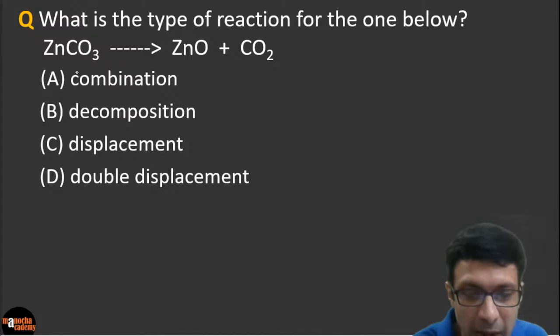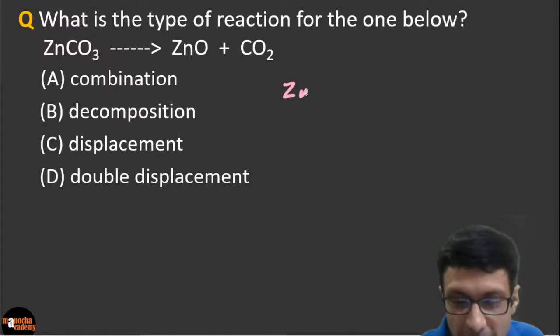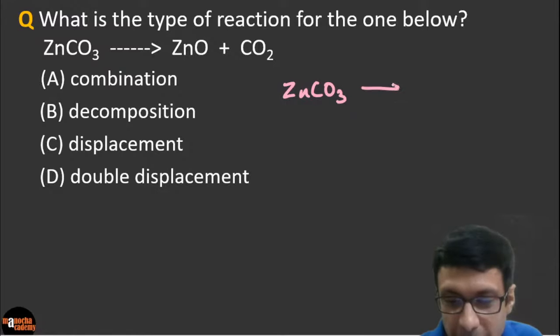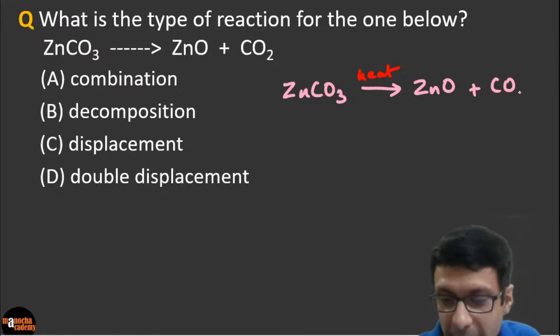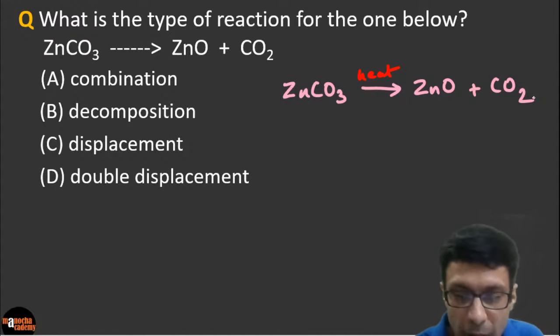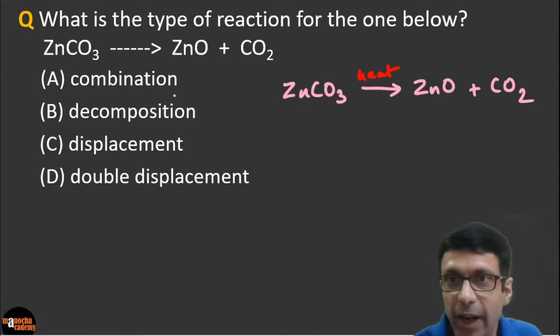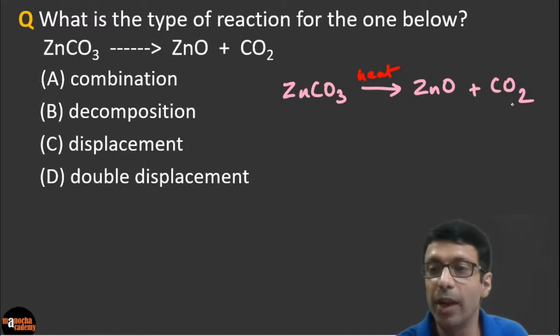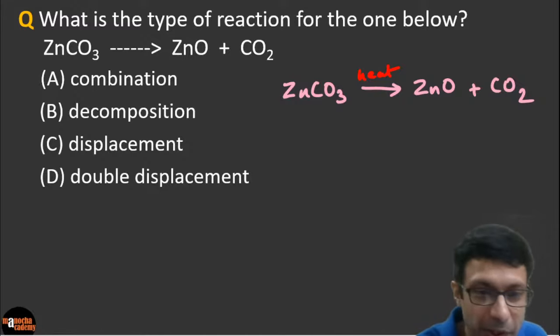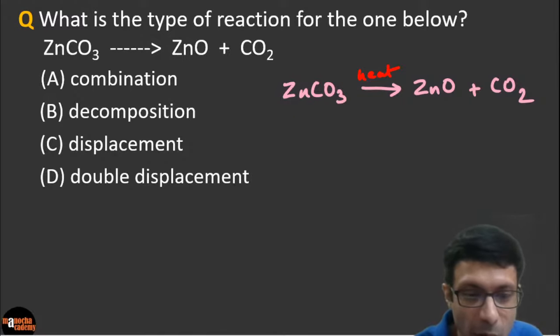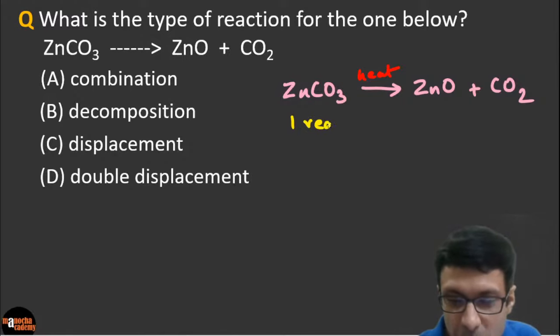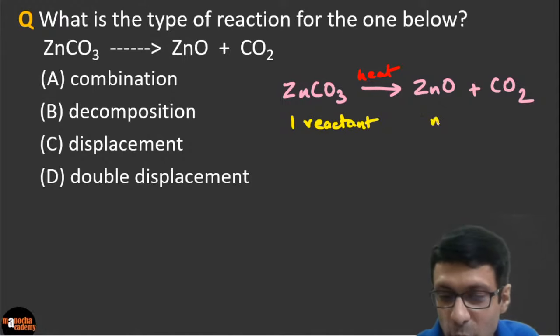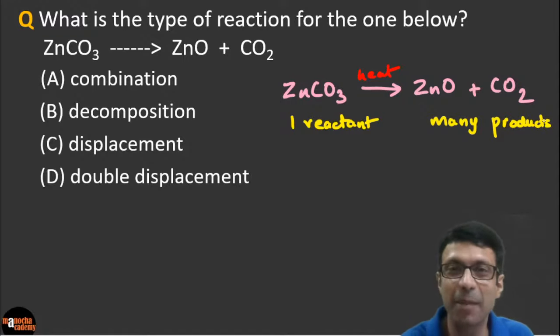So if you take a look at this reaction, we have zinc carbonate, and on heating, when we heat this, it breaks down into zinc oxide plus carbon dioxide gas, right? And if you look at it, it can't be a combination reaction because in a combination reaction, we have only one product. But here can you see that we have only one reactant here. So one reactant is giving rise to many products. So we have two products here. And what is that type of reaction?